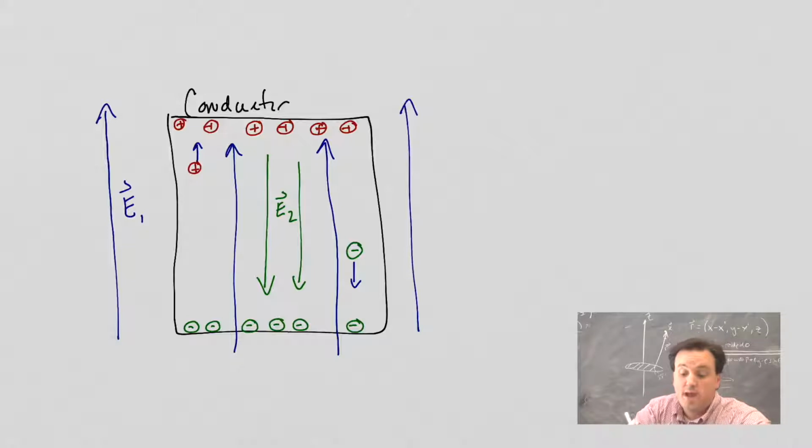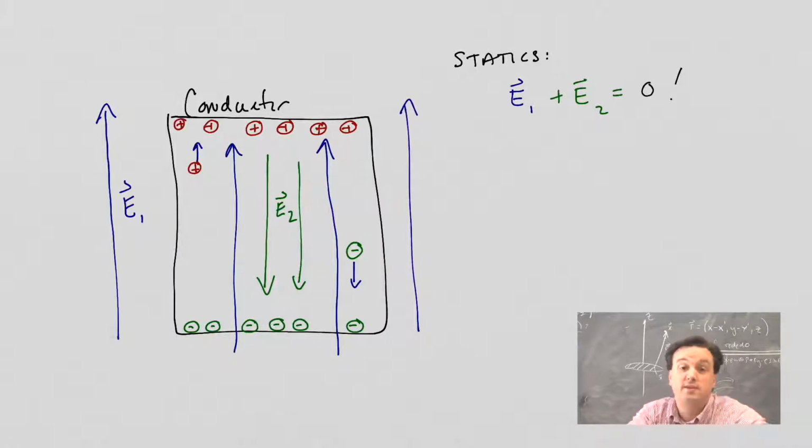In fact, if this E2 isn't the same magnitude as E1, then E1 is still going to allow charges to move until such a time when the magnitude of E2 is exactly equal to E1. And so in statics, what we find is that if I have a piece of conductor that's in an external electric field, all of the electric fields inside that conductor, the external ones plus the internal ones, are going to always cancel out to be identically zero. And this is really the definition of a conductor.